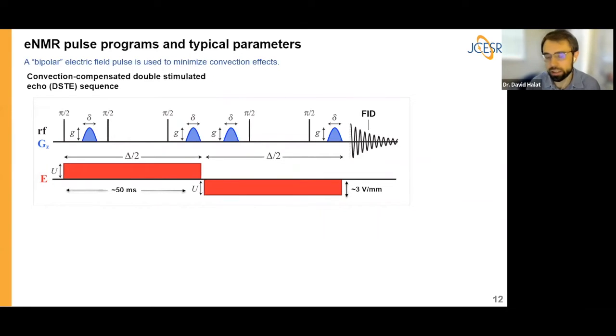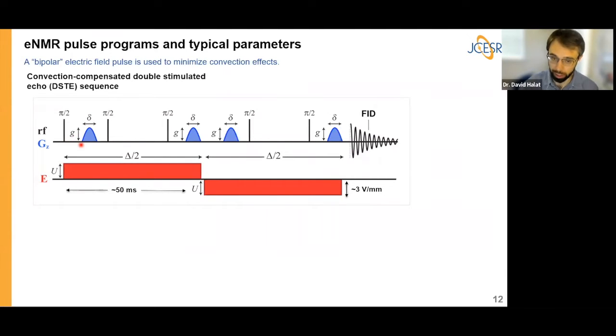In that situation, the pulse program is split into these 2 halves in which we apply a positive and then a negative electric field in sequence here, shown in red, and that's referred to as a bipolar electric field pulse. Then through phase cycling, we can obtain phase shifted spectra that represent the difference in the 2 halves of the sequence. So in other words, if we have a convective flow that remains constant throughout the sequence, its effect will be canceled. But any flow that does depend on the sign of the electric field pulse is constructively added together.